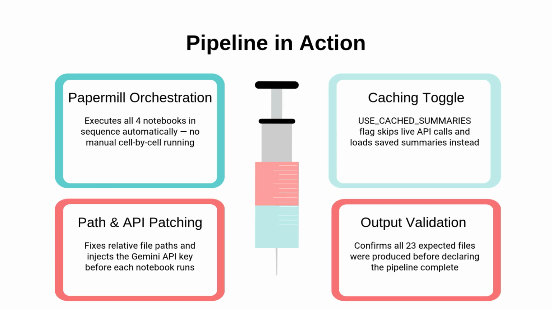The third piece is the caching toggle. Every time we call the Gemini API, it costs time and money. Think of it like a taximeter running every time you test drive a car. So we built a switch that lets the pipeline skip the live API call entirely and just load the summaries we already generated and saved from a previous run. That way, during testing and development, we weren't paying for the same API call over and over again. And when we were ready for a fresh run, we could just flip the switch back. And finally, because the pipeline can fail silently, the last thing it does is check all 23 expected output files and confirm they're actually there before calling it done.